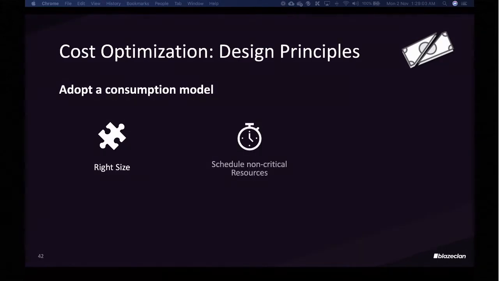Beyond that, the other aspect to take care is scheduling your non-critical resources. Your prod can run 24 by 7, but your dev and your UAT will not run 24 by 7, only during office hours. If you schedule them to automatically shut down after office hours and run them only during office hours, you would eventually save up to 40 to 45% of your overall cost on the infrastructure. This is the power of it.